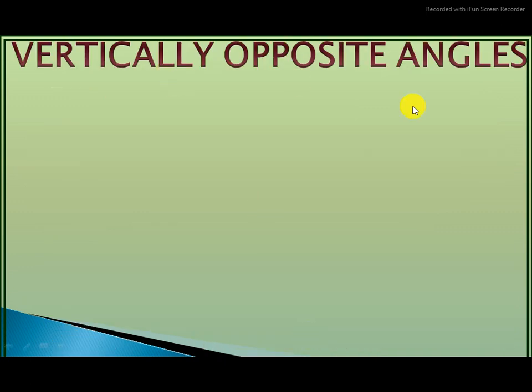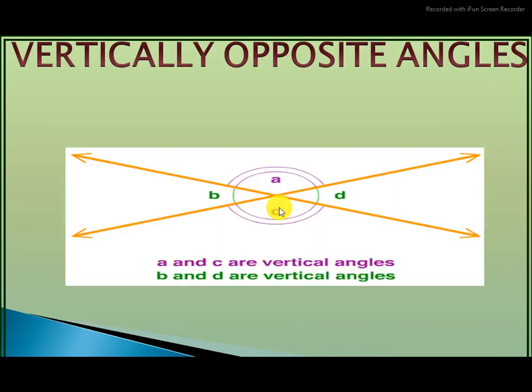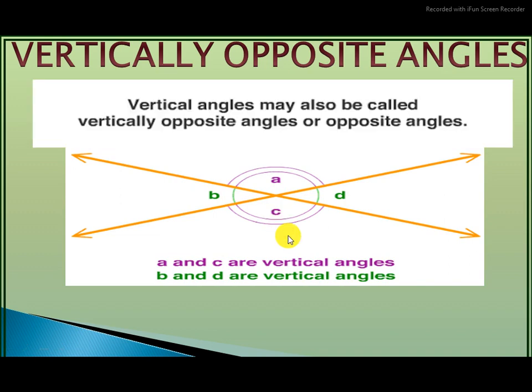Vertically opposite angles. When two lines intersect each other, you have four angles formed, which are called vertical angles. You can see that they are opposite to each other. That's the reason you call them opposite angles. And they are equal, or you call them congruent.